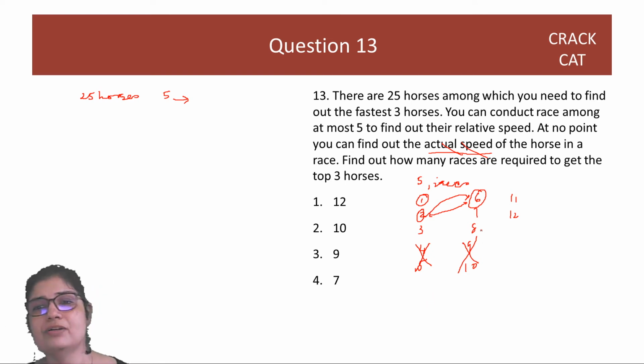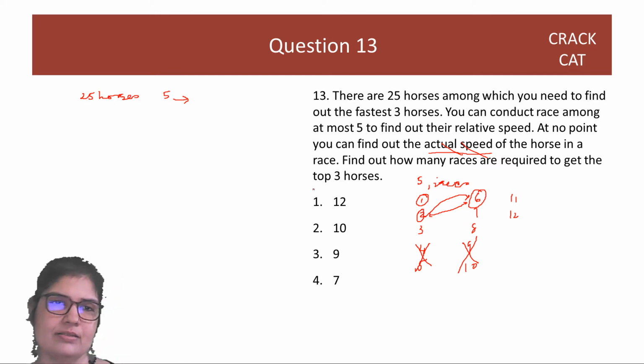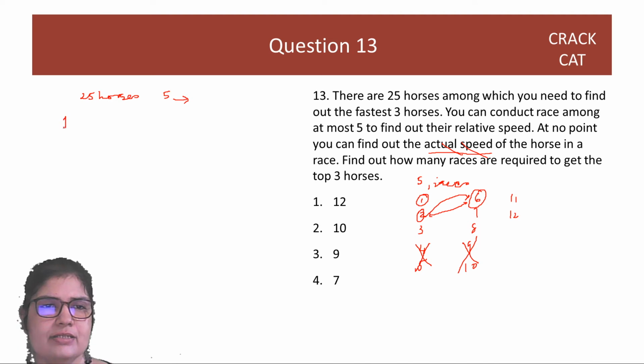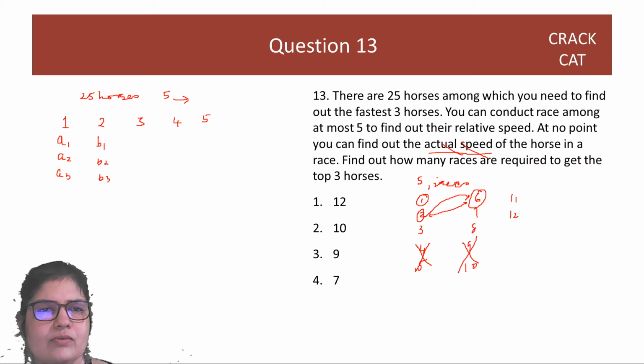Now, out of the top 3 in the 5 races, let us just, for our understanding, say this is race 1, this is race 2, this is race 3, race 4 and race 5. So he is the winner, right? Let's call this guy A1, A2 and A3. These are the 3 winners. This guy is B1, B2, B3, C1, C2, C3. Okay.